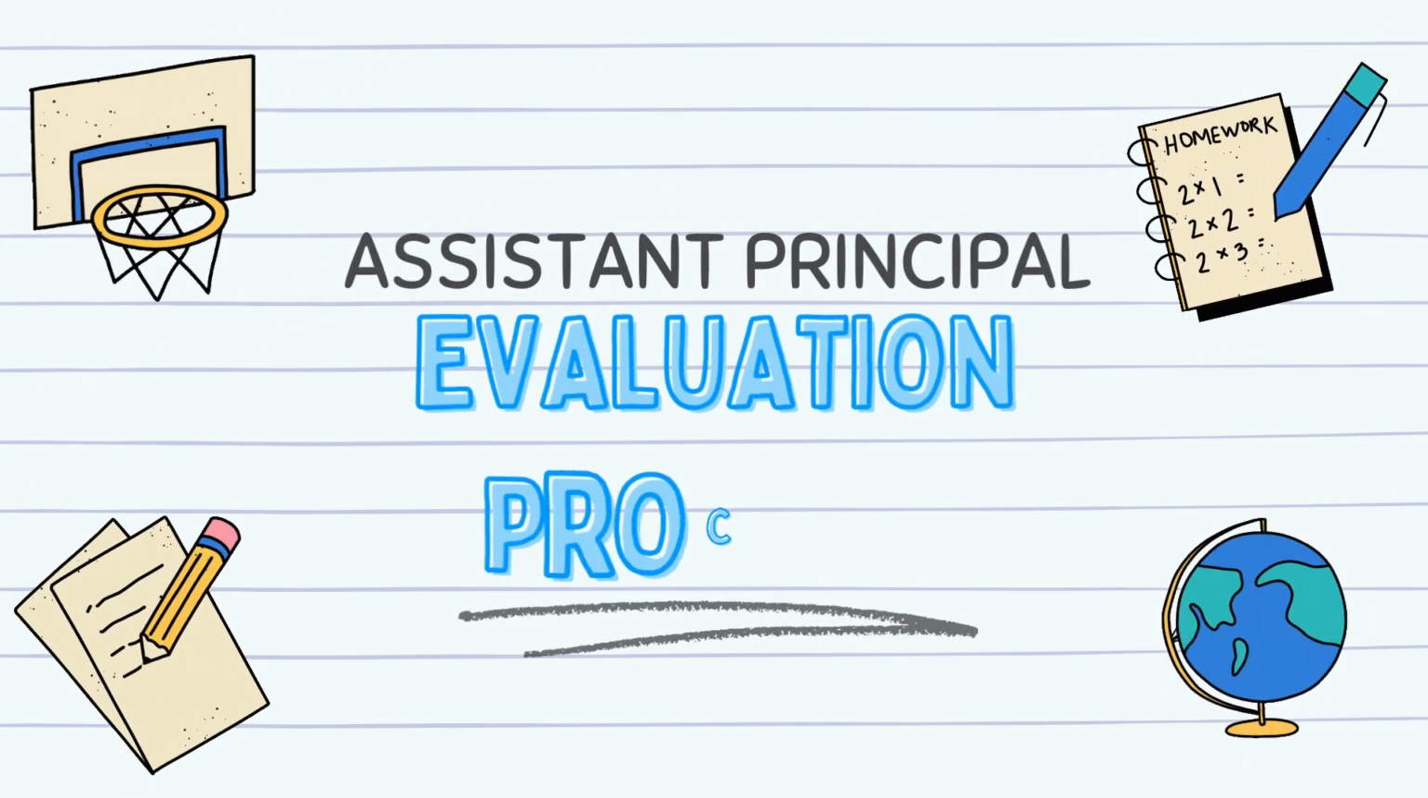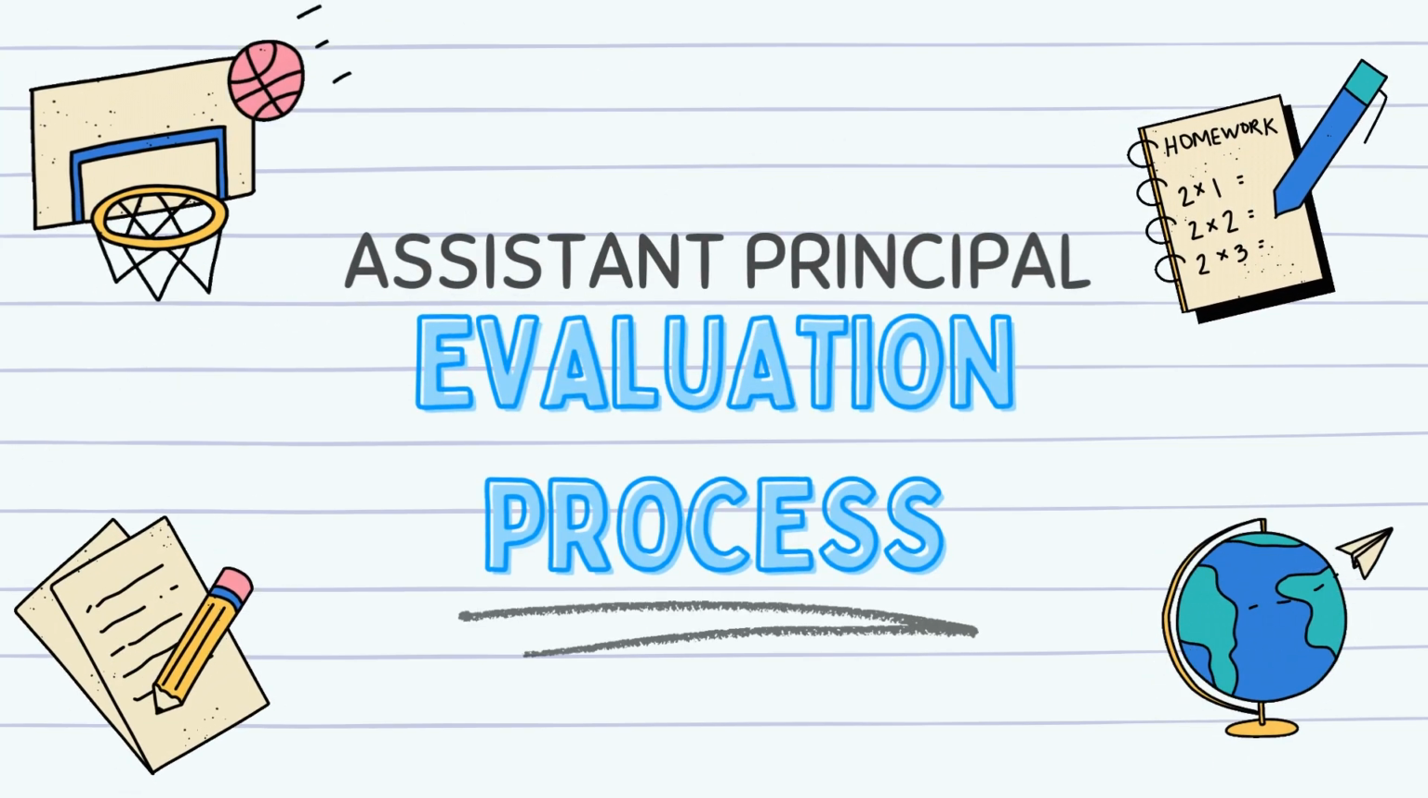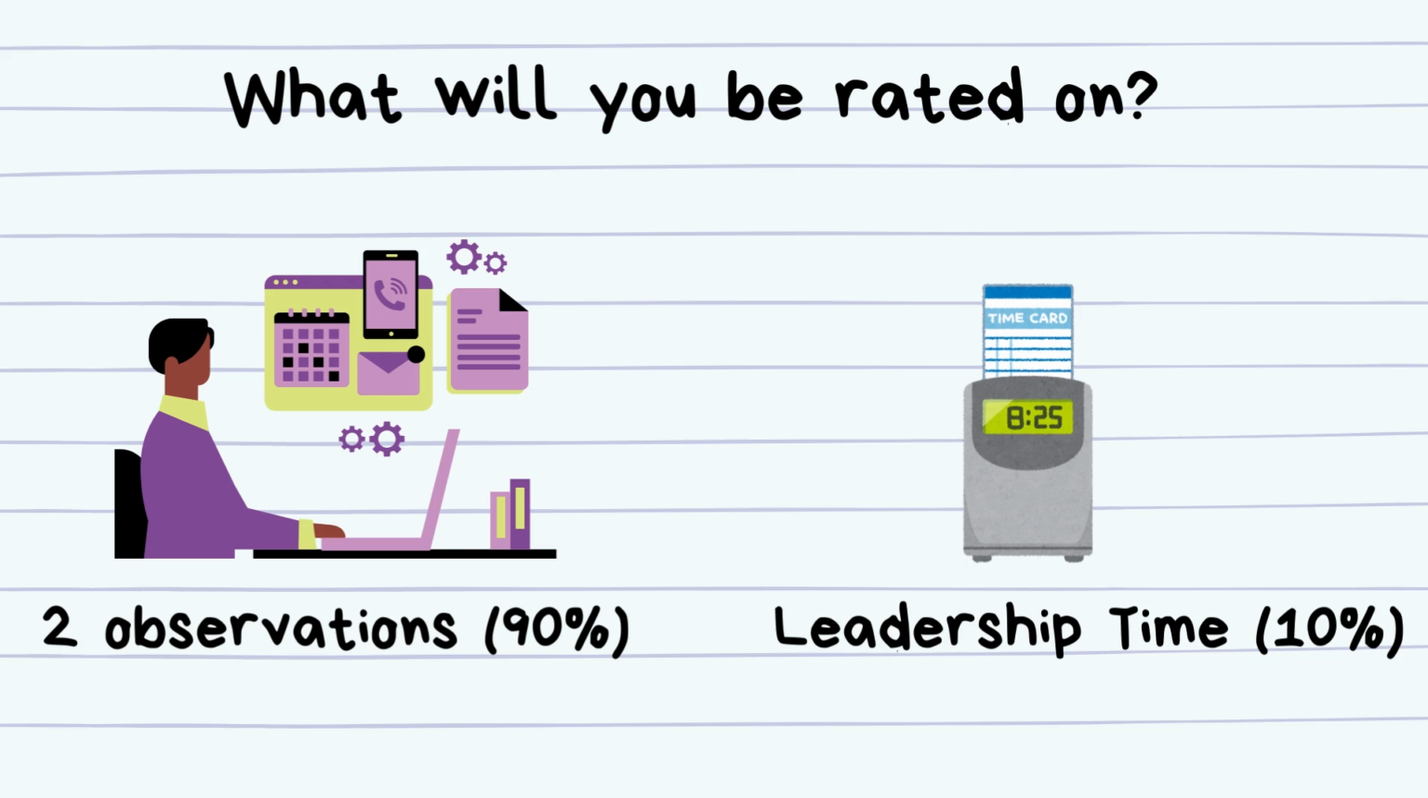This will be an insight to the assistant principal evaluation process. Assistant principals will be rated on their leadership time in 2 observations. Assistant principals are observed formally twice a year, 1 each semester.